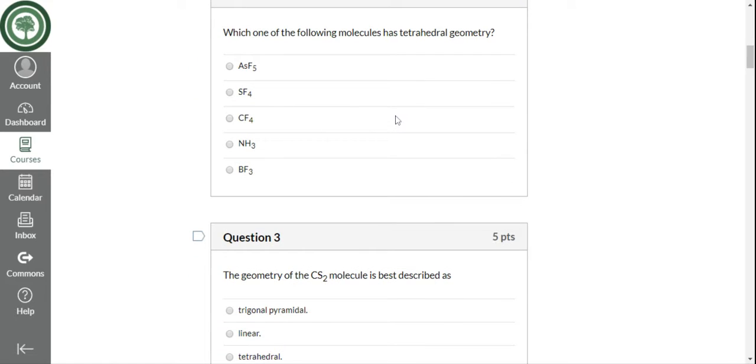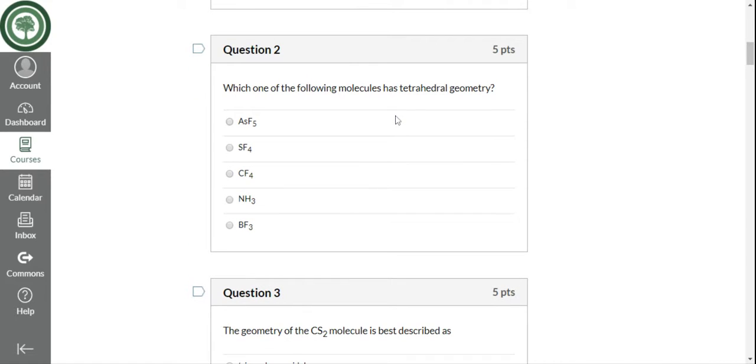Talking about VSEPR theory, again, I gave you 5 VSEPR geometries I wanted you to know, even though there was more, but there was only 5: linear, bent, trigonal planar, trigonal pyramidal, and tetrahedral. I want you to be able to recognize. So even looking at number 1 or A, this arsenic pentafluoride, this one would actually have a trigonal bipyramidal geometry, but you don't have to know that. You just need to know which one is tetrahedral.